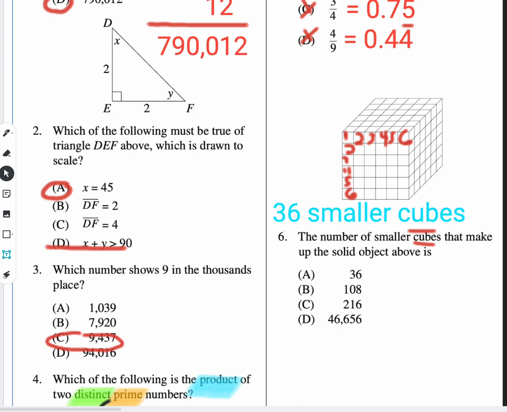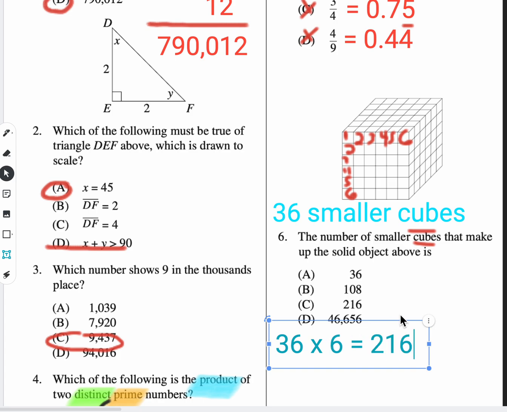A cube is 6 rows deep. That means 6 rows will each contain 36 cubes when we're lined up one in front of the other. So let's multiply 36 by 6 to get our answer. 36 times 6 is 216. Or answer choice C.